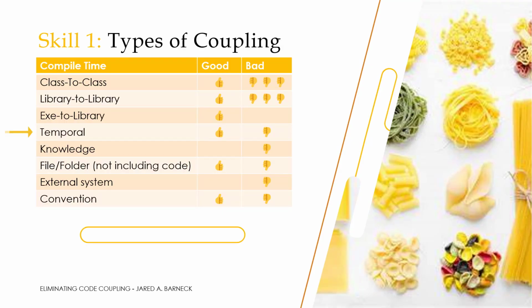Temporal coupling means that some piece of code must run before another. That's time-based. Something has to run in a certain sequence. Knowledge coupling is where you are coupled to some bit of knowledge that you probably shouldn't have.